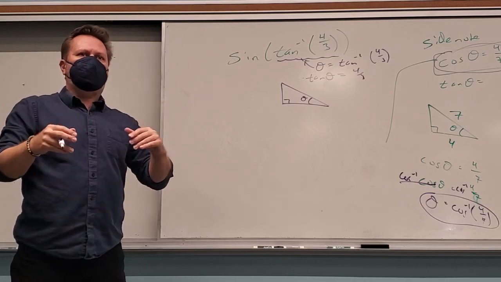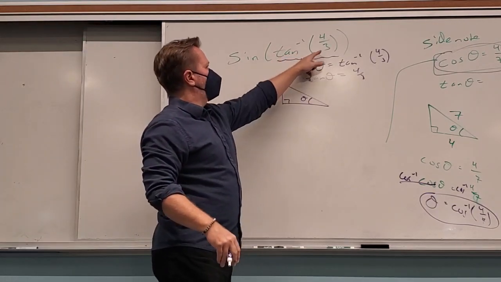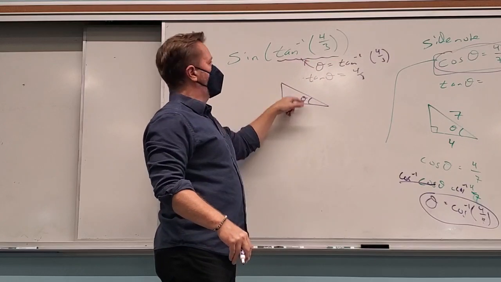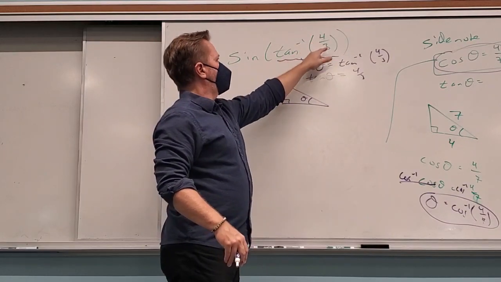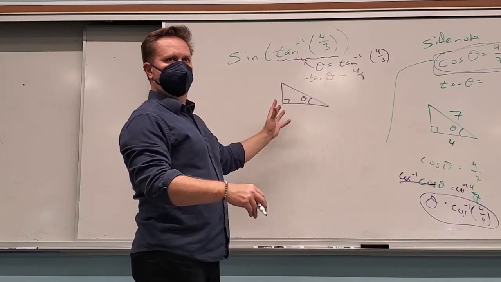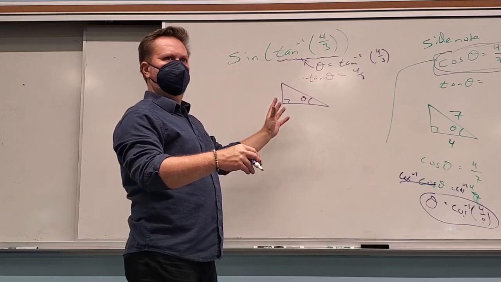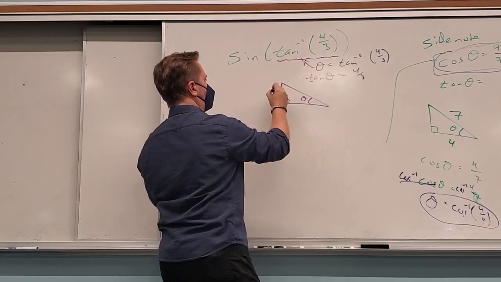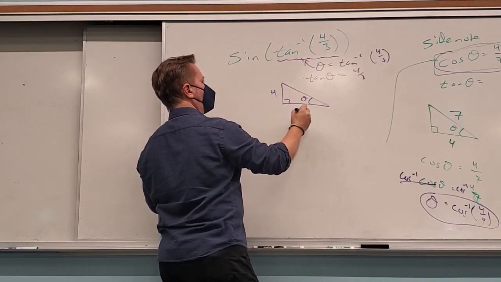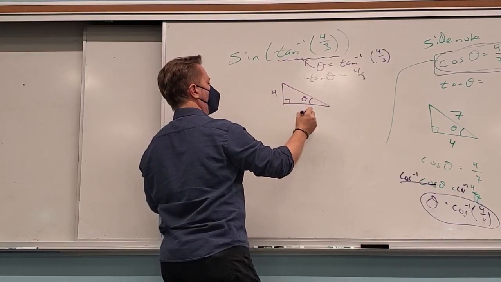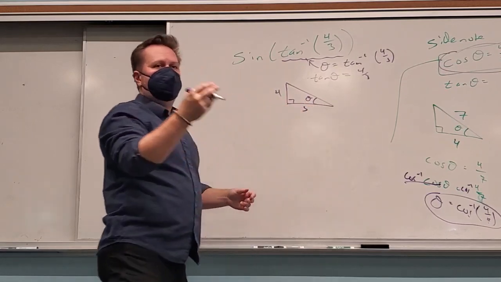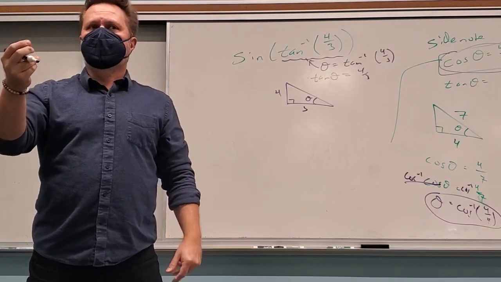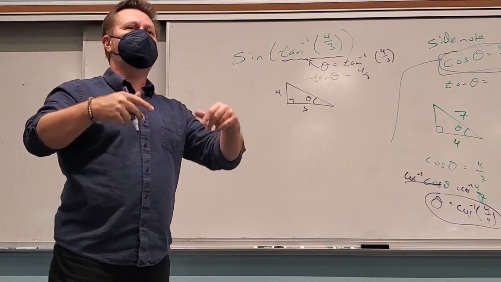I don't have to do that. If I see an inverse trig of this, I can set up the triangle. Tangent, 4/3. What's what? 4 is on the y. 3 is on the x, because tangent's y over x, correct? Yes, yes.